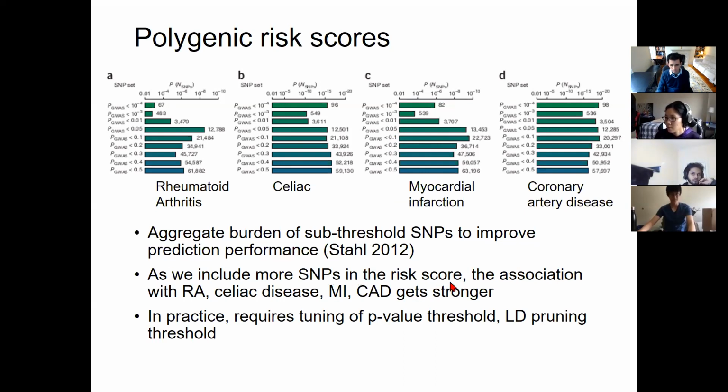As you include more and more SNPs in the risk score, the association with rheumatoid arthritis, celiac disease, myocardial infarction, and coronary artery disease in fact gets stronger. In practice, this requires tuning of the p-value threshold, the LD pruning threshold, and so forth. But what's really remarkable is that the genome-wide significance threshold is 10 to the minus 8. Here we are 4 orders of magnitude less significant than genome-wide significance, and we're capturing only so much. But as you continue including more and more SNPs, you continue capturing a huge amount of additional heritability.